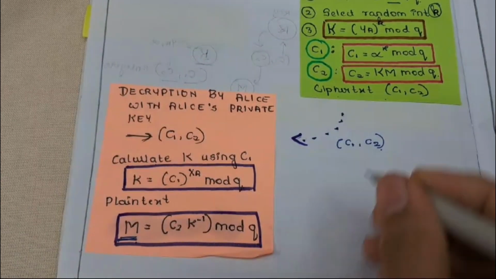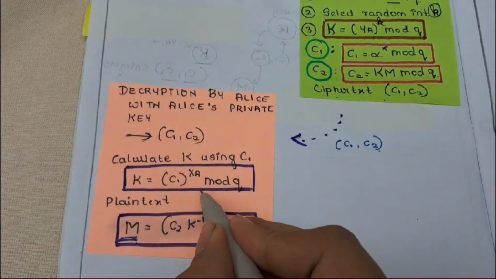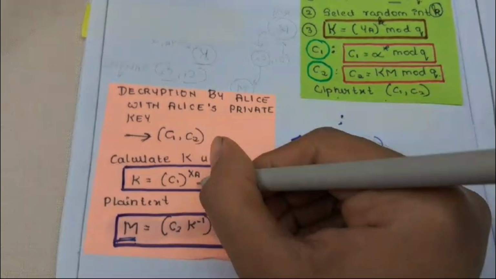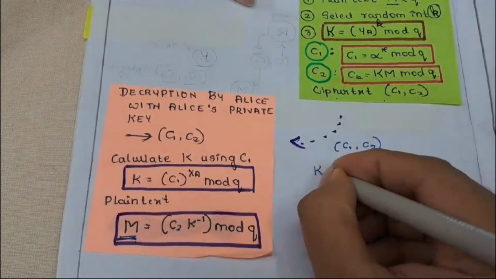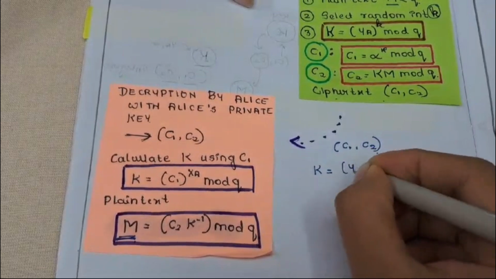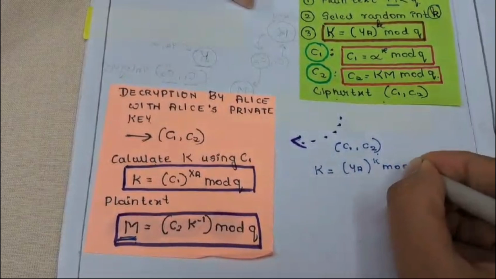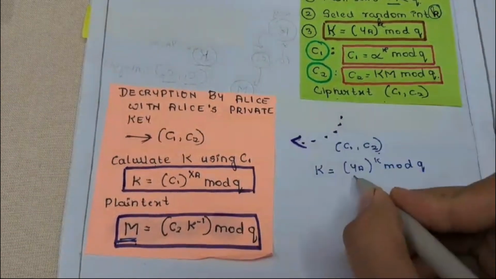So we are going to see how this is connected to this formula. We are going to derive this formula using this formula. How can we do that? K is equal to YA to the power k mod Q. This will help us understand the magic behind this scheme.